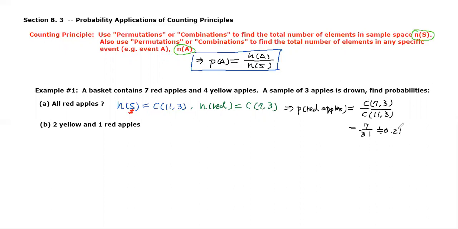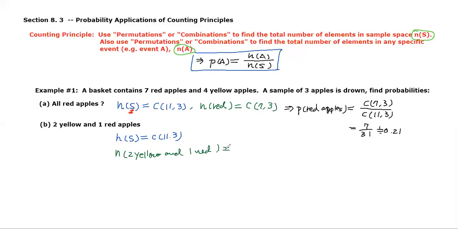Okay, now let's take a look at part B. Part B says I want to have 2 yellow and 1 red. In here, I know my sample space is still the same, right? I'm taking out 3 apples, so the sample space is still C(11,3). Now let's take a look at the numbers of 2 yellow and 1 red, right? Okay, so let's take a look at 2 yellow.